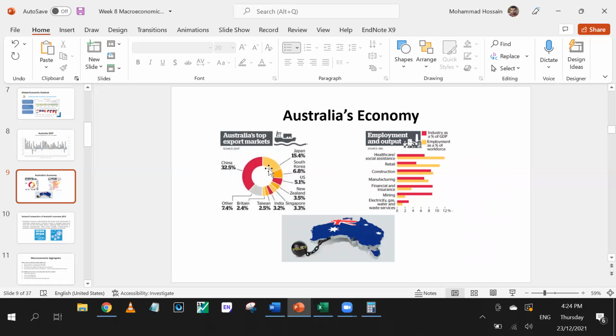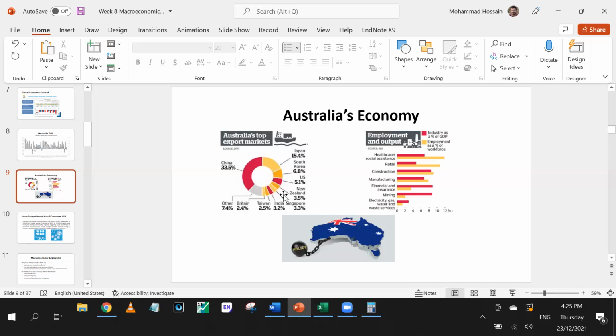Next one is Japan. Then here these other countries. So Britain is very low. Taiwan is very low. India is also not that high. Singapore is not that. So then South Korea is good. USA is good. So Australia's trading partners are actually China, Japan, Korea, USA. New Zealand is also not that bad.